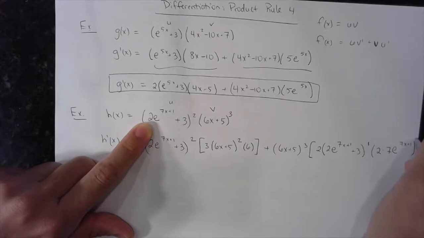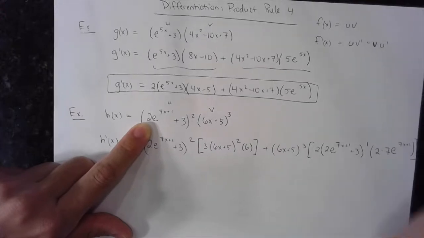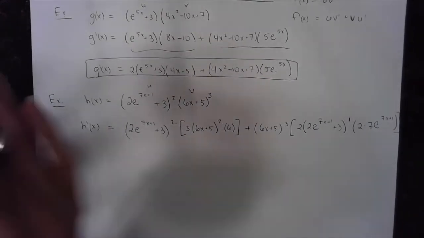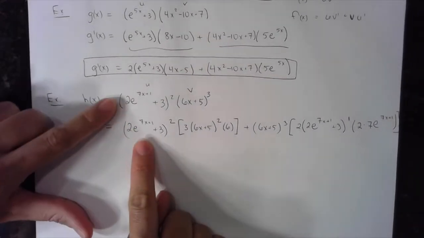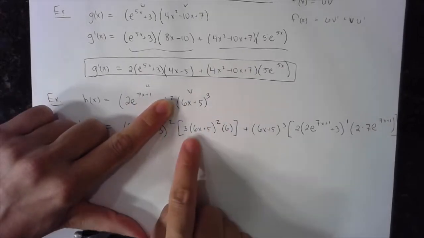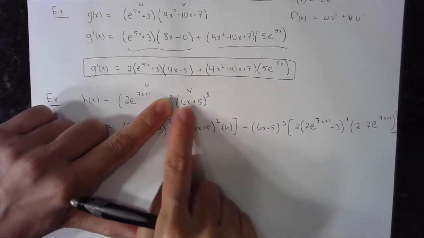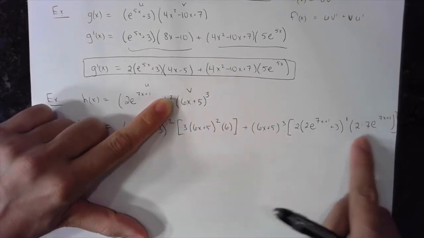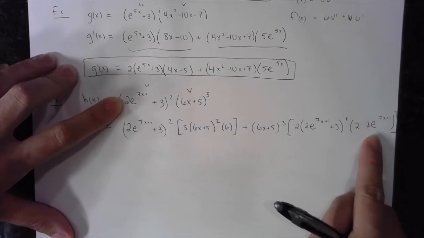Running out of space, guys. There's a bracket there. So I'm going to have to definitely look at this again. It's the first. That looks good. Times the derivative of the second. 3 times 6x plus 5 to the second times 6. That looks good. Plus the second times the derivative of the first, which I definitely need to recheck.